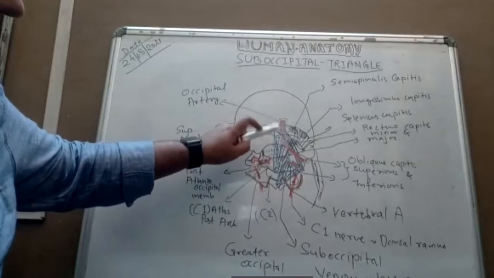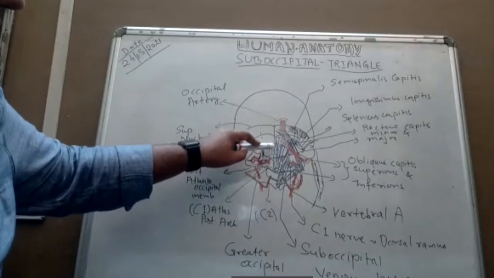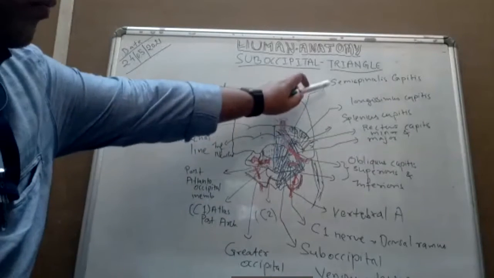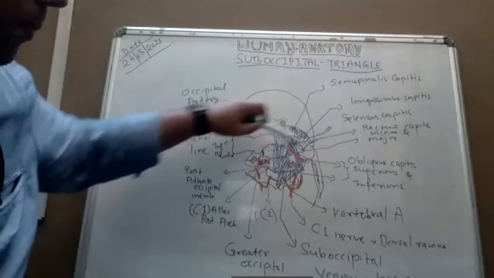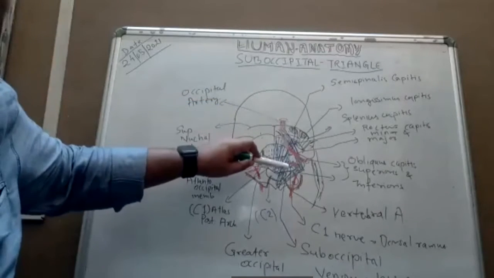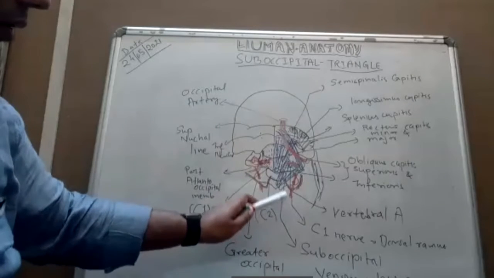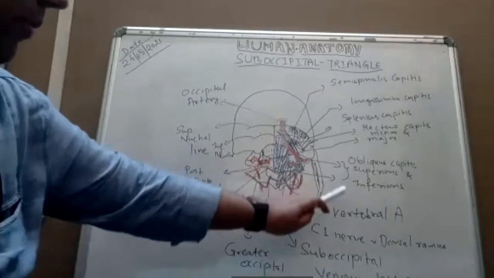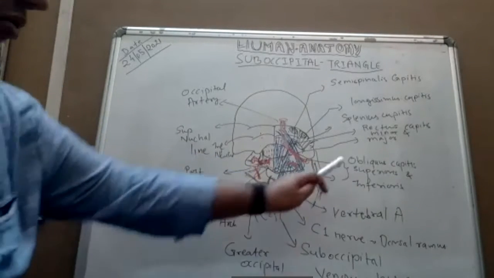The suboccipital triangle is formed by muscular structures. The boundaries are formed by muscles. That is, rectus capitis posterior minor medially, and laterally the rectus capitis posterior major. Can you see? And then inferolaterally by obliquus capitis inferior, and superolaterally by the obliquus capitis superior.